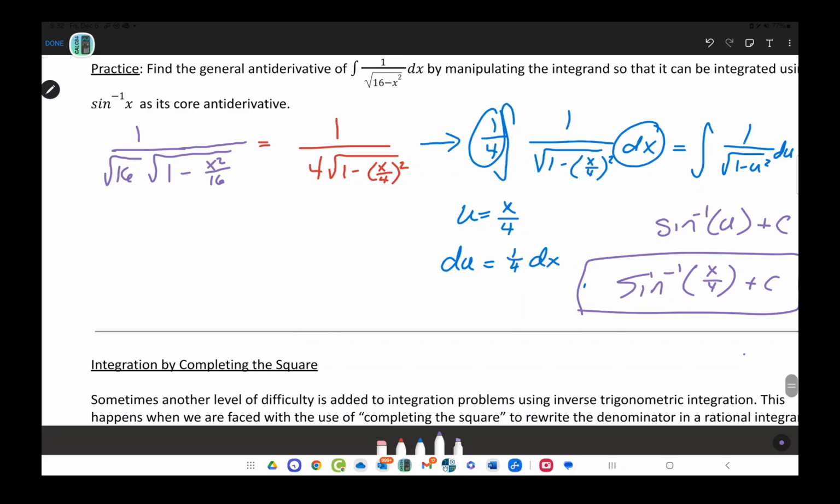Wait, so where did our 1/4 come from? We got rid of the 1/4 dx and replaced it with du.